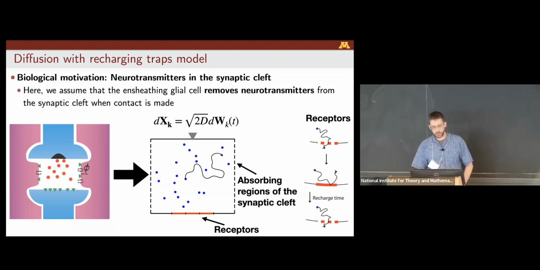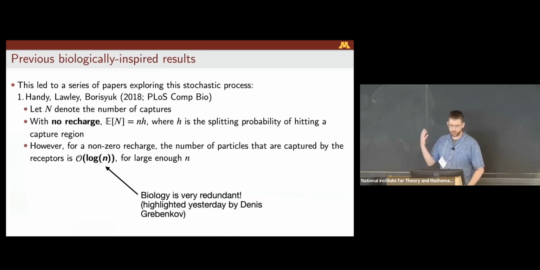So thinking about this diffusion with recharging traps led to a series of papers. In our initial paper, we showed that a ton of molecules are actually being essentially wasted in this process. You can imagine that if there's no recharge time, you can essentially do a splitting probability type problem, and that's going to grow linearly in n, little n, where that's the number of particles released. But as soon as you have some type of recharge time, that now is going to drop to log n, as long as you have a large enough number of particles that outnumbers the number of receptors. And this was mentioned very much yesterday by Dennis in terms of, biology is redundant, right?